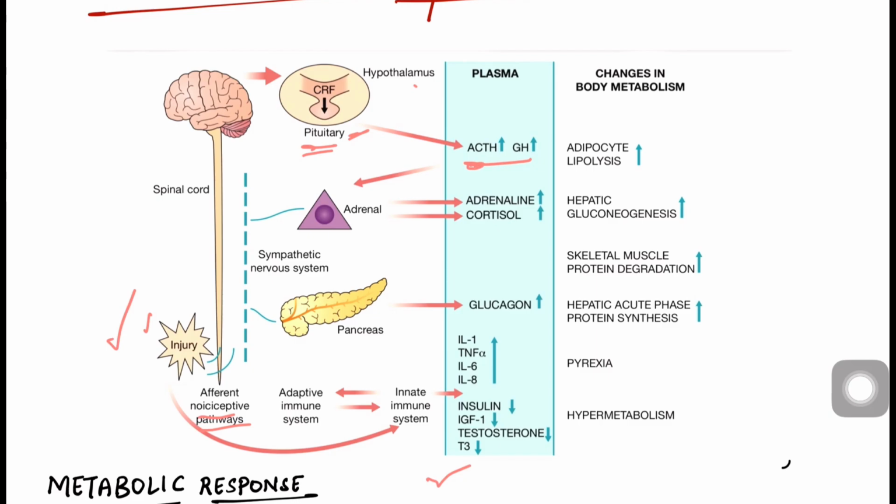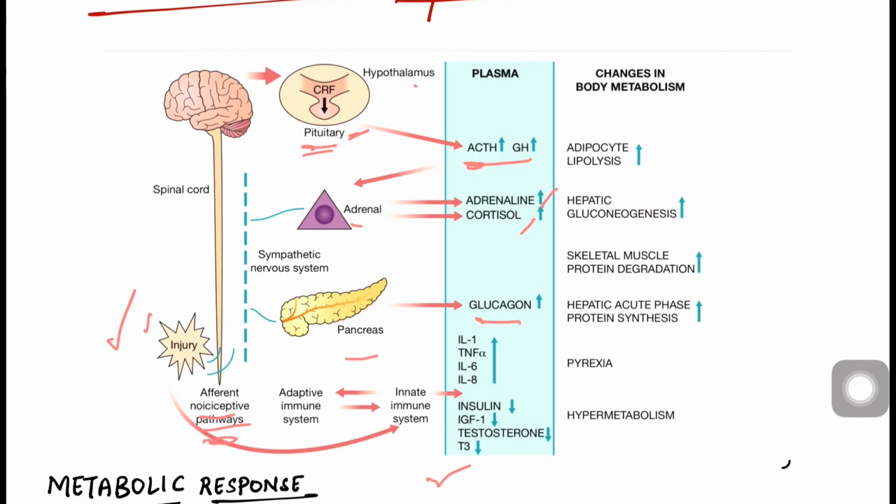Adrenocortico, so it has in its name adreno. It stimulates the adrenal gland. This adrenal gland releases adrenaline as well as cortisol, and this will stimulate the pancreas, leading to increase in the glucagon. Okay, this is the neuroendocrine pathway. Let's go into the immunity pathway.